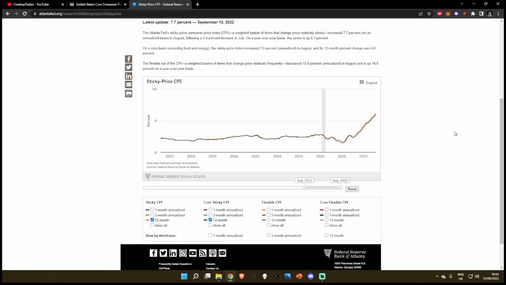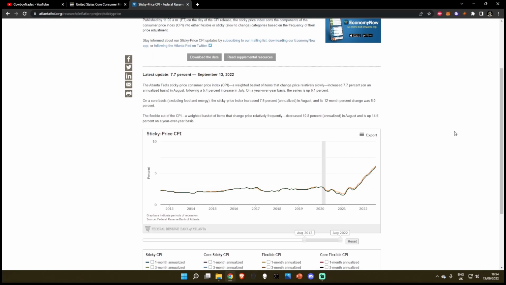And if you're wondering where we've moved up this month from last month, the sticky CPI was coming in at 6.1% with core sticky at 6%, and it has now increased to 7.7% on an annualized basis, with core sticky CPI moving up to 7.5% annualized.